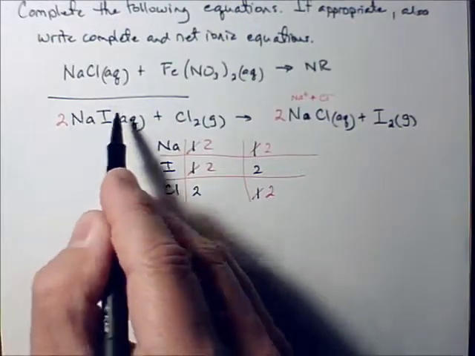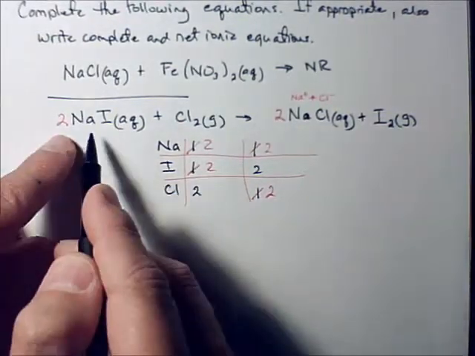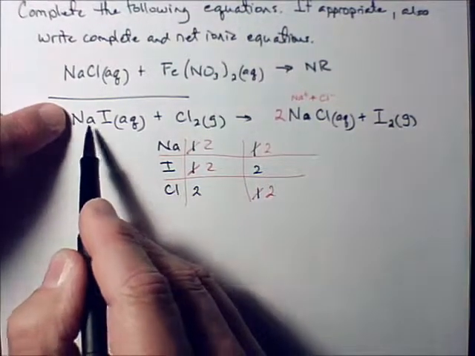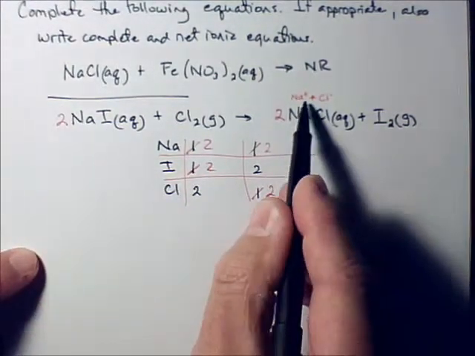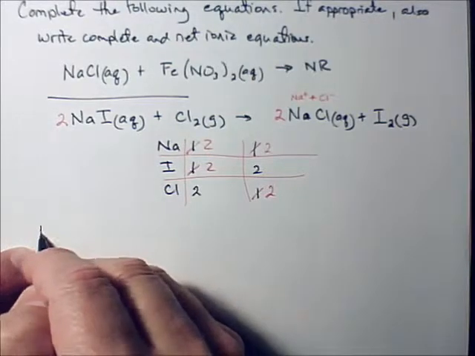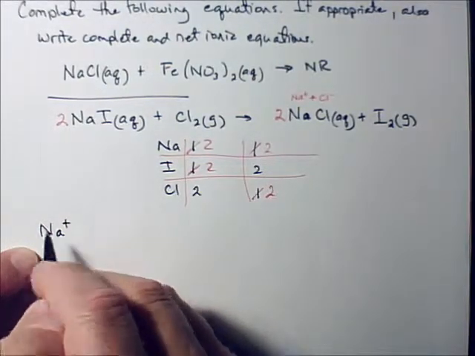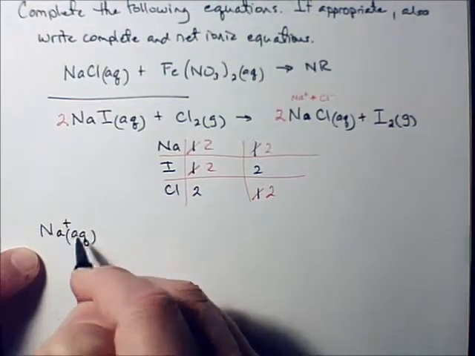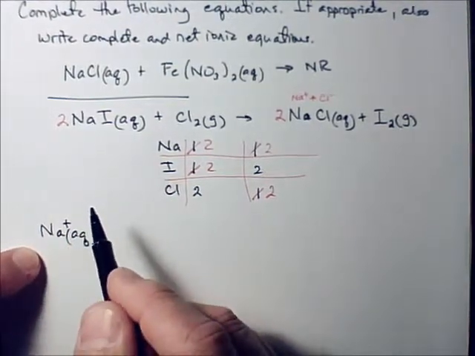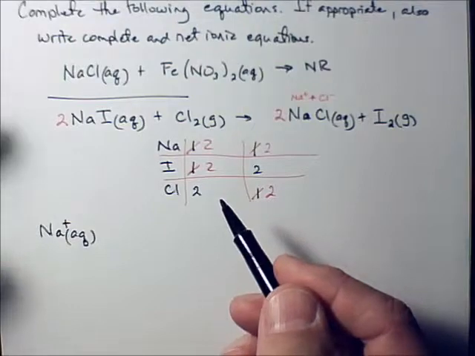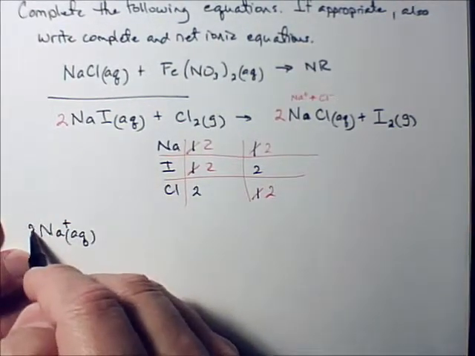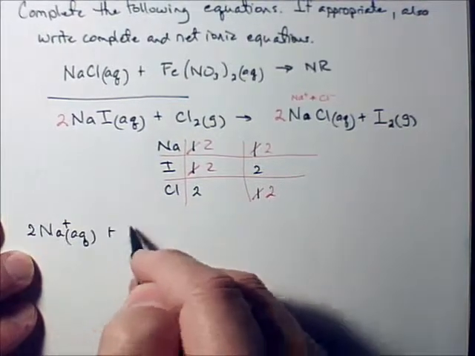We already showed how this breaks up. What we're trying to do is figure out how we would have formed this compound back in Unit 3. We would have formed it from a sodium ion and an iodide ion. We know sodium is 1 plus. We know the ion is going to be aqueous because if the compound's dissolved in water, it dissolved because it broke up. So the ions have to be in aqueous as well. The 2 means I have 2 sodiums and 2 iodides.